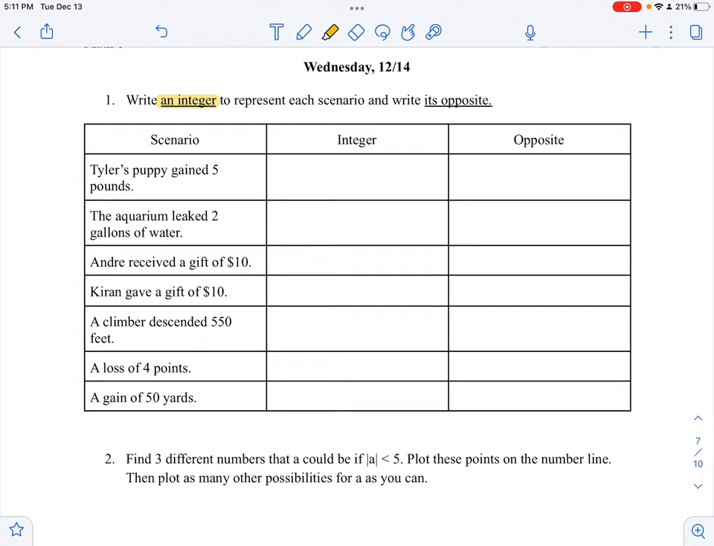So for example, if Tyler's puppy gained 5 pounds, the integer is positive 5 because that is weight he is gaining, meaning we're moving to the right on a number line or up on a vertical number line. He's getting heavier. The opposite of positive 5 is simply negative 5. It's the same distance from 0 on the opposite side. Go ahead and complete the table in question 1 and come back for some directions on question 2.